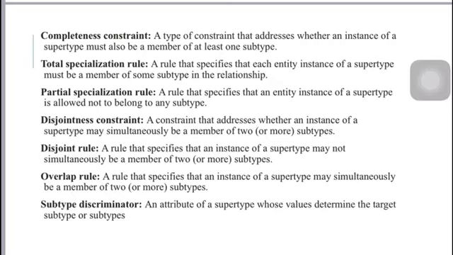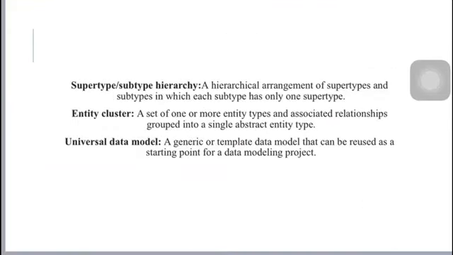Then, subtype discriminator, which means an attribute of a supertype whose values determine the target subtype or subtypes. Supertype or subtype hierarchy, which means a hierarchical arrangement of supertypes and subtypes in which each subtype has only one supertype. Next term, entity cluster, which means a set of one or more entity types and associated relationships grouped into a single abstract entity type. And the last term is universal data model, which means a generic or template data model that can be reused as a starting point for a data modeling project.